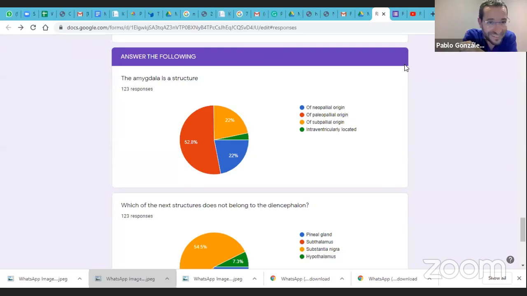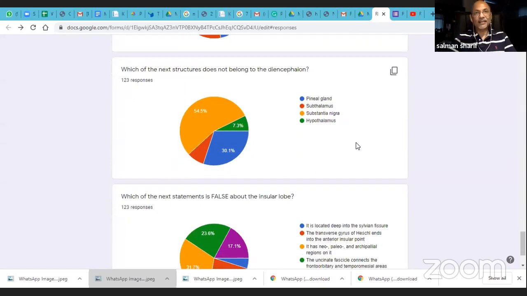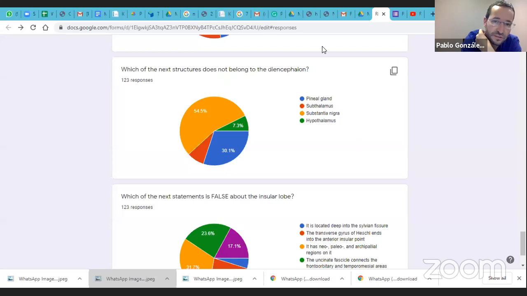Okay, the first question was: the amygdala is a structure of neopallial, paleopallial, subpallial, or intraventricular origin, and you were quite good. It's mainly paleopallial. It's the oldest brain we have, part of the rhinencephalic region. Very good. Next: which of the following structures does not belong to the diencephalon? Again, you were really good. Pineal gland is epithalamus. Subthalamic region is the most ventral part of the diencephalon. Hypothalamus, obviously, is a big part of it. And the substantia nigra is mainly located in the midbrain.